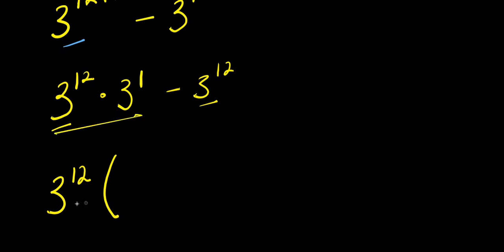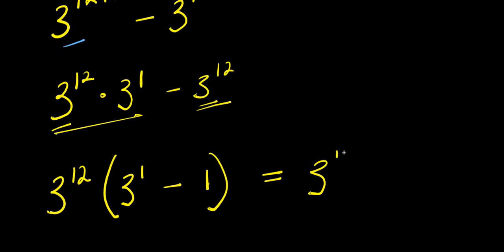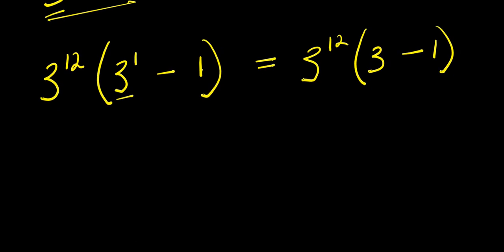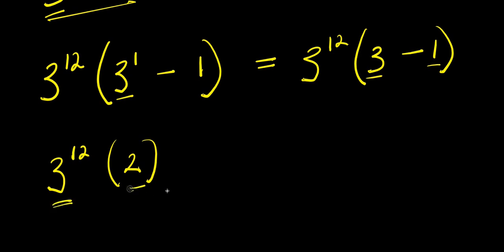We can divide this by 3 power 12, so we have 3 power 1 minus 3 power 12 divides 3 power 12. We have 1. And from here, we have 3 power 12 times 3 power 1 is the same thing as having 3 minus 1. The next step will be for us to have our 3 power 12 times 3 minus 1 is 2. So we need to find the value of 3 power 12 times 2.